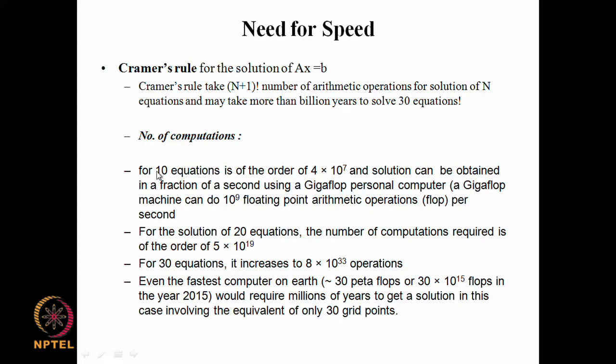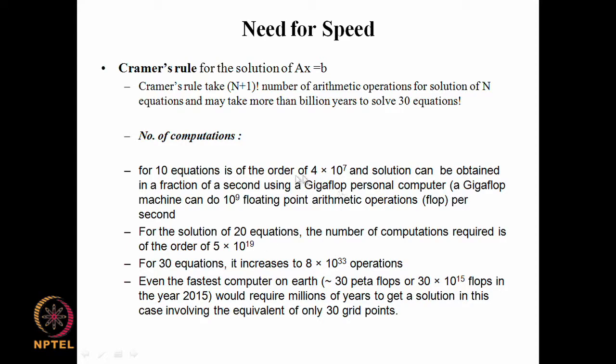And here for 10 equations, this method will take about 4 times 10 to the power 7 operations. So that means that you can get to the solution in less than a second, because you have a machine which can do 10 to the power 9 operations per second, and you need only 10 to the power 7 operations. So you can get that in 0.04 of a second. So it looks pretty simple. Okay, but if you have 20 equations, then 21 factorial is 5 times 10 to the power 19.